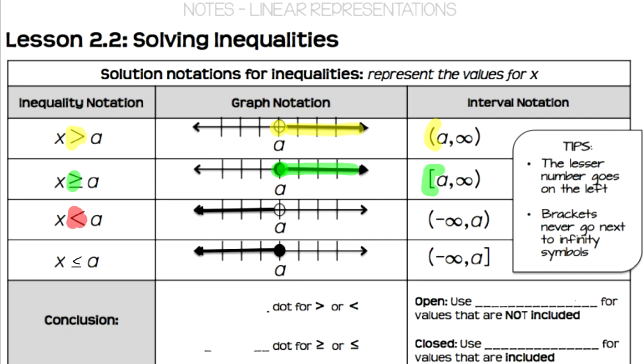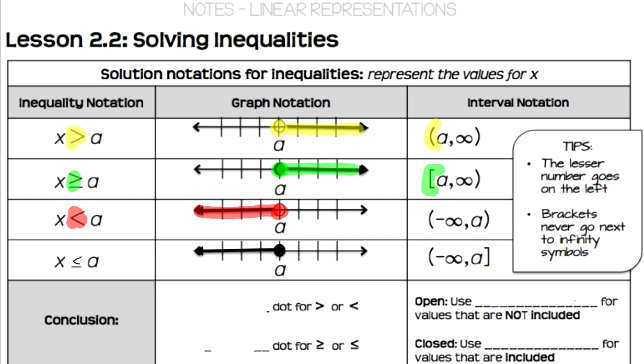Next, we have less than. So if our solution is x is less than a, we use an open dot again at a because a is not part of the solution set. It's just the numbers less than it. And then the numbers less than a on the number line are going to be to the left. So our arrow indicates that.